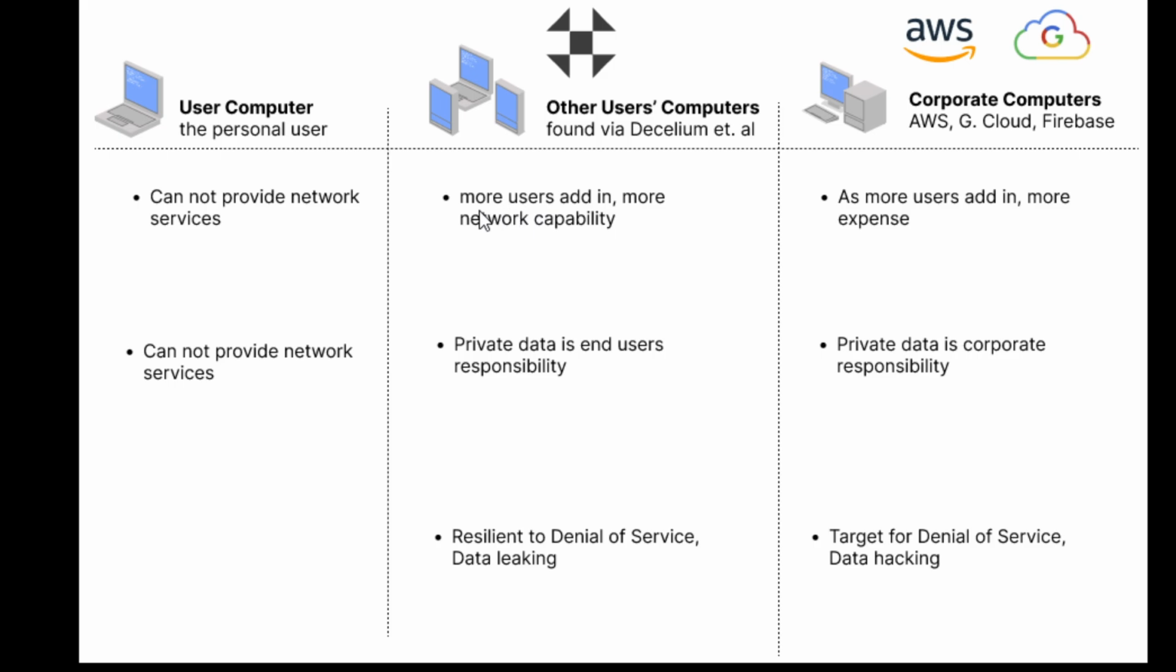But in general, on Decelium, other users' computers, as they run your product, add more network capability because each user is a server. If you're hosting on something like AWS or Google Cloud, as you add more users, you add more expense and more security pressure. So this key insight alone usually gets people thinking, oh, I never thought about that. If every user was a server, then as my platform becomes more popular, I have more servers.